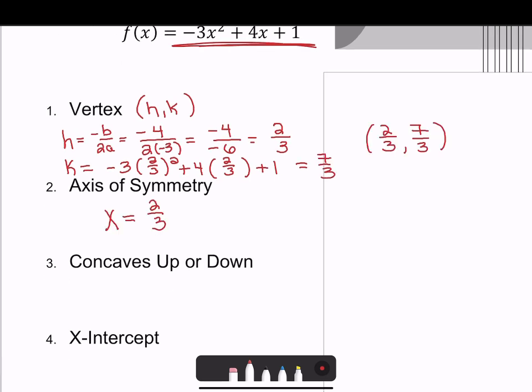And then is it concave up or concave down? It's actually your a value is less than 0, so this is concave down. It's a parabola that's going to be concave down.